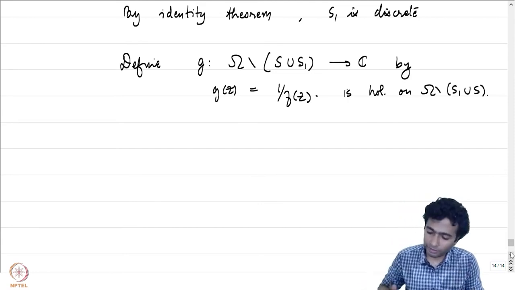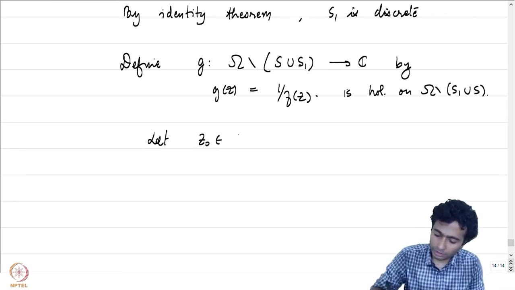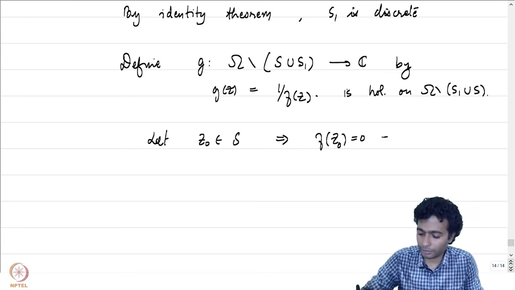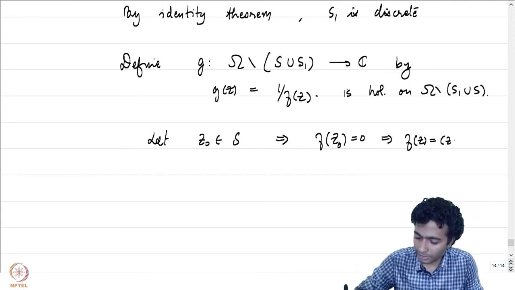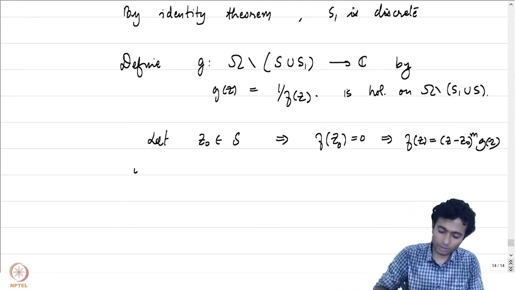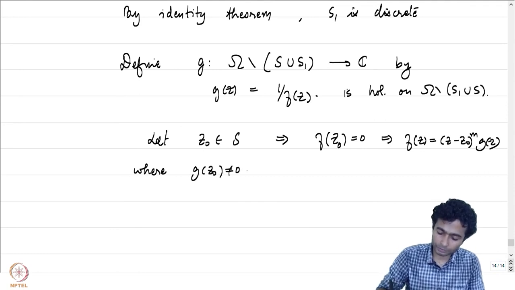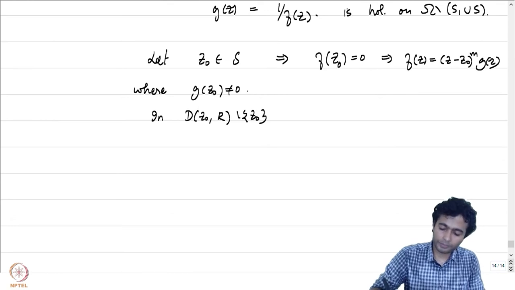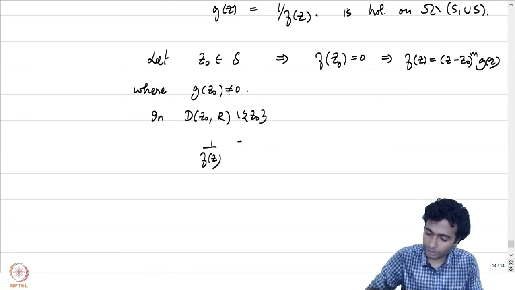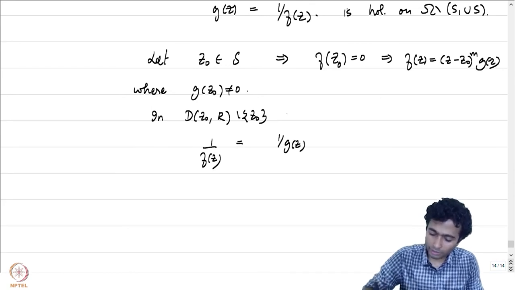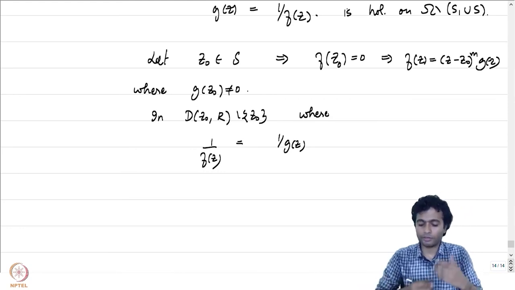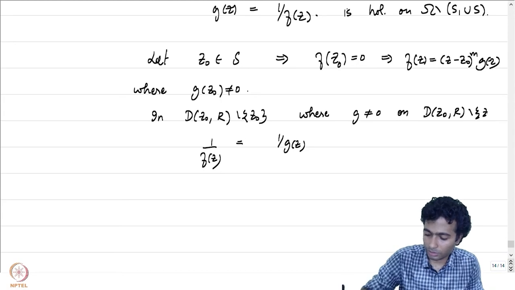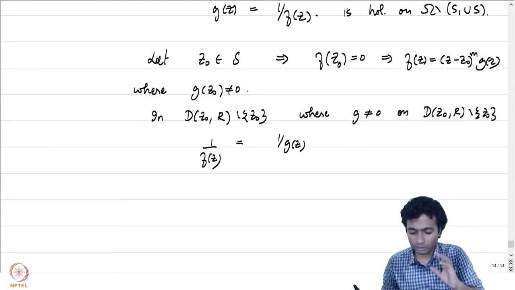So let us just address them one by one. Let z0 be a point in S1. What does that mean? That means that f of z0 is equal to 0, and because it is a non-zero function, we can write f of z to be equal to z minus z0 to the power m times g of z, where g of z0 is not equal to 0. And therefore, in a punctured disk around z0, what can we say? We can say that 1 by f of z is going to be equal to 1 by g of z times 1 by z minus z0 to the power m. So, this r is picked so that it is having only z0 from the set S, and g does not vanish on D(z0, r) minus z0. Both these conditions are being imposed. By shrinking if needed, we can assume that this is the case.